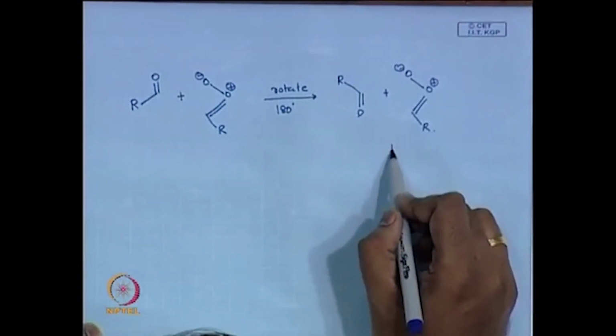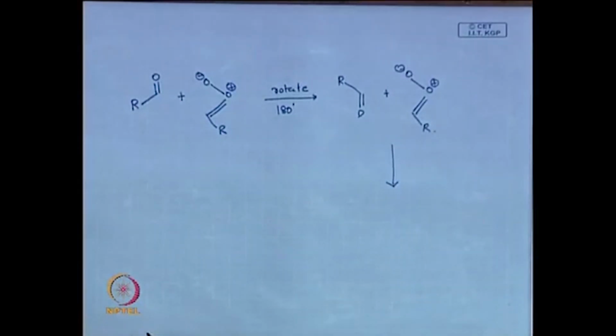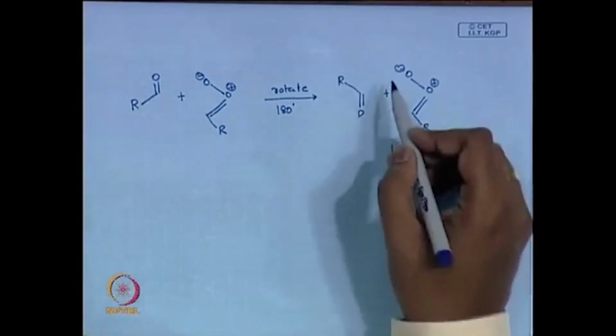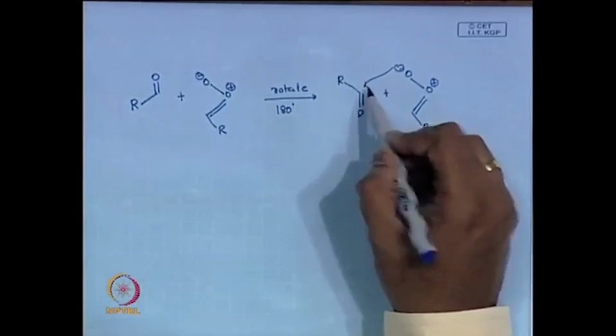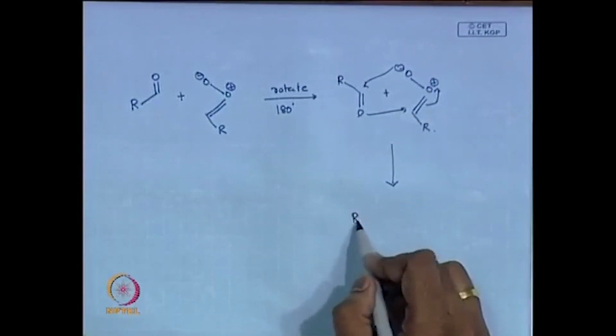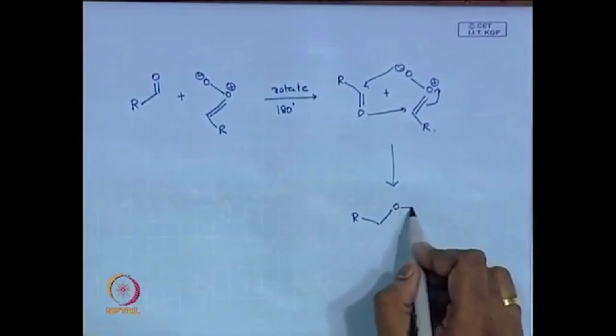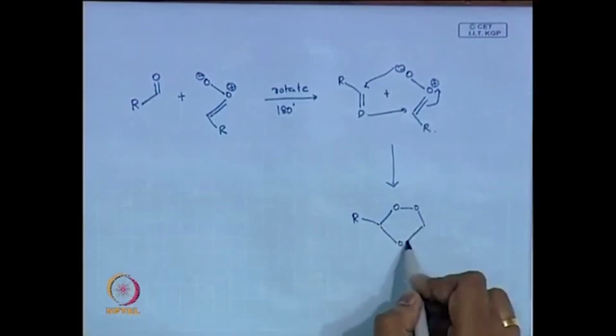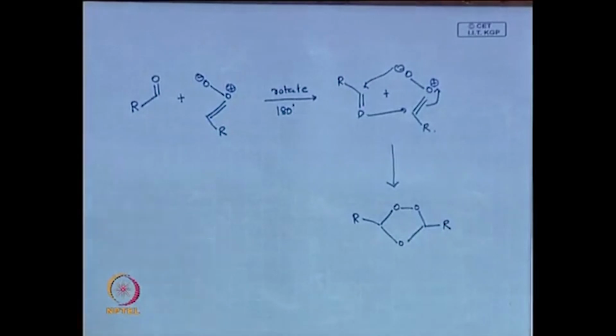Now, what happens? Again it can undergo 1,3 dipolar cycloaddition to give me the product I got when I take an alkene and do cycloaddition with ozone. You can see it is a very interesting reaction: two normal 1,3 cycloadditions and one reverse 1,3 cycloaddition in the whole process.